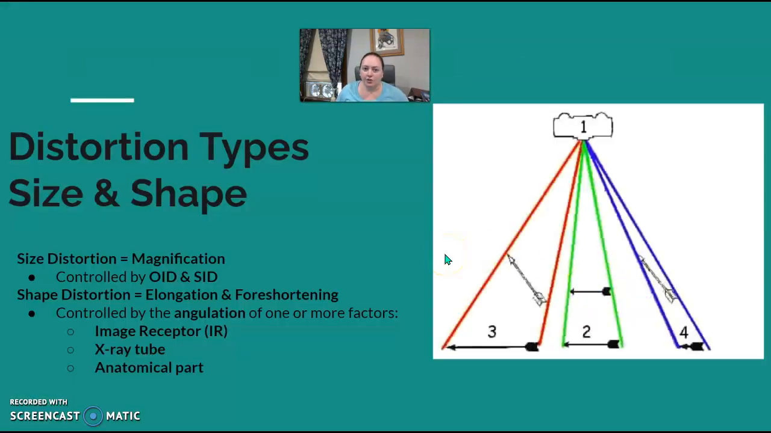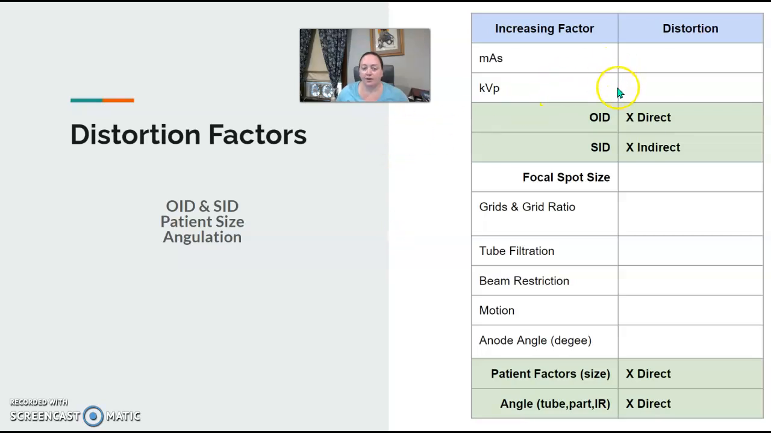So size distortion is your magnification. It's controlled by your OID and SID. Shape distortion will be either elongation of the part or foreshortening. Someone's going to make it longer, one shorter. It's controlled by some type of angulation, either the part itself, the image receptor, or the X-ray tube. There are only a couple factors that affect distortion, so your OID and SID, and knowing if they're a direct or indirect relationship should be important.